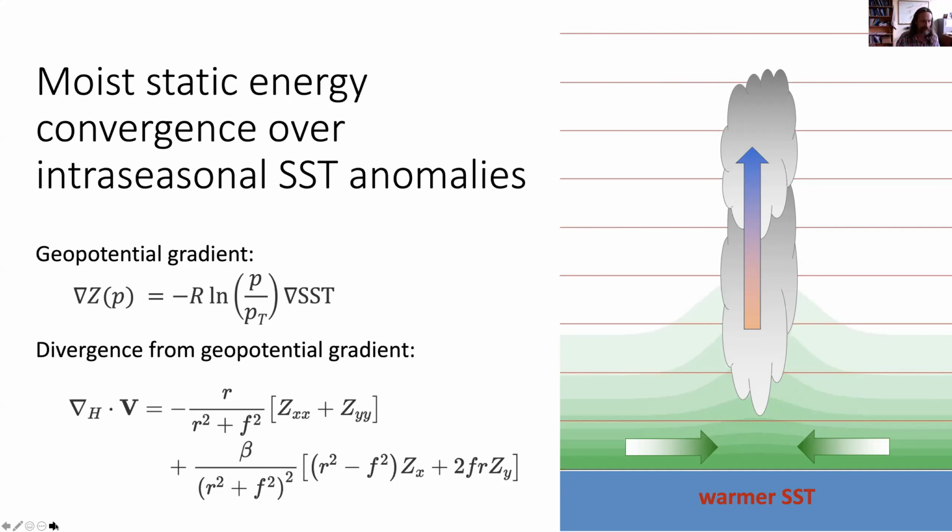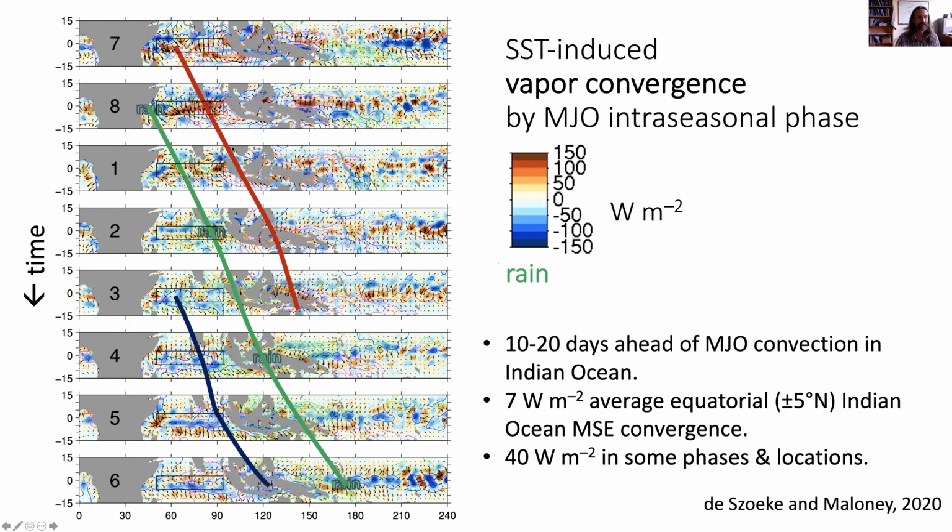So I'll show you the result of that model. Now the colors are the moist static energy convergence. And the convergence actually occurs 10 to 20 days ahead of the convection, the rain in the Indian Ocean. And it accounts for about 7 watts per meter squared of moist static energy convergence over a large region. If you can see, it's the region of this black box I've drawn here in each panel. And in some particular pixels, it could be accounting for 40 watts per meter squared convergence. But these things probably should be averaged. They are second derivatives in space, after all.